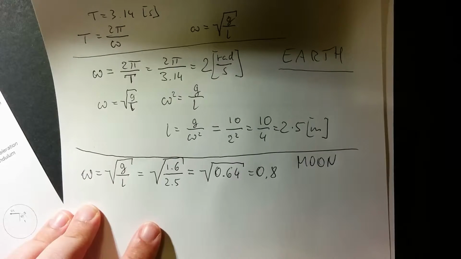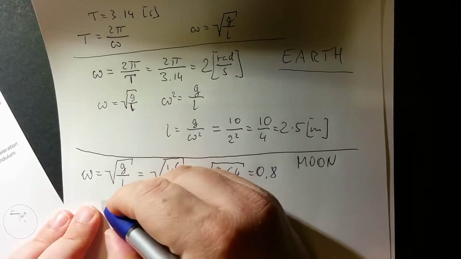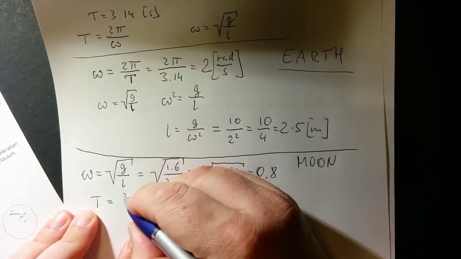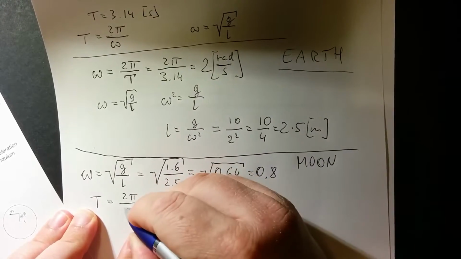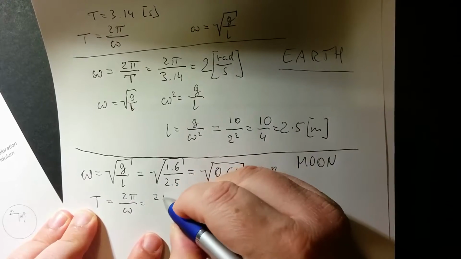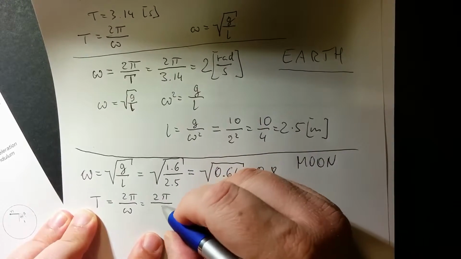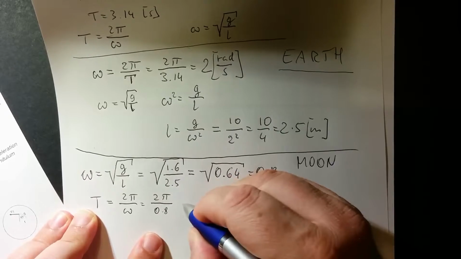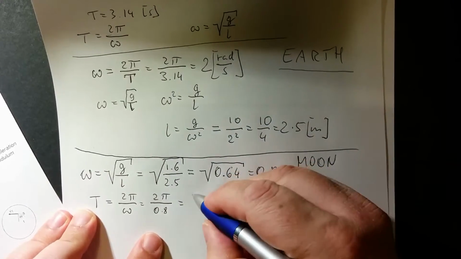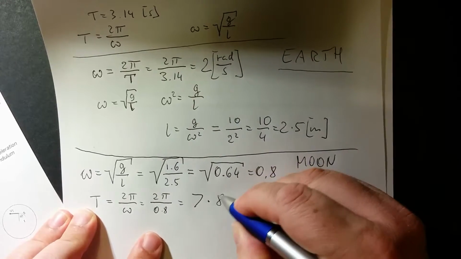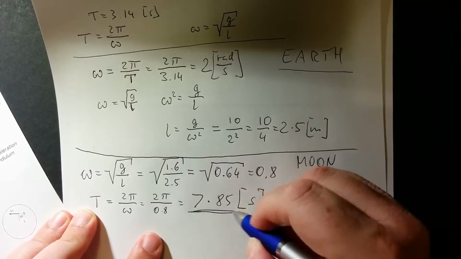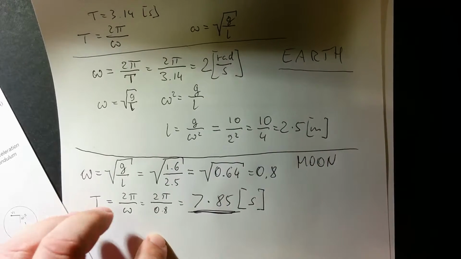Now, the final calculation is for the period. T equals 2 pi over omega. Omega now is 0.8, so it's 2 pi over 0.8. And after calculating this with a calculator, we get the final result, 7.85 seconds. That's the final answer.